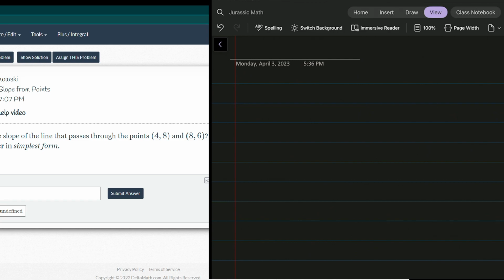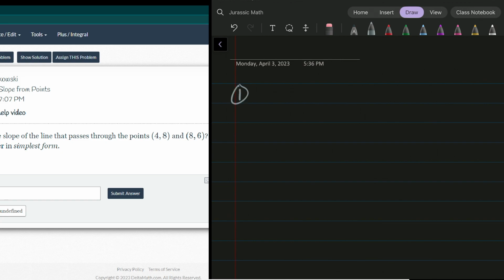So our first set of problems is about finding slope. Well, finding slope we've done a while ago. Now there's the way that Delta Math does it, and then there's the way that I've taught you many times in the past. So we need to find slope. The first thing I'm going to do, like always, write things down. We have a point 4, 8, and we have 8, 6.